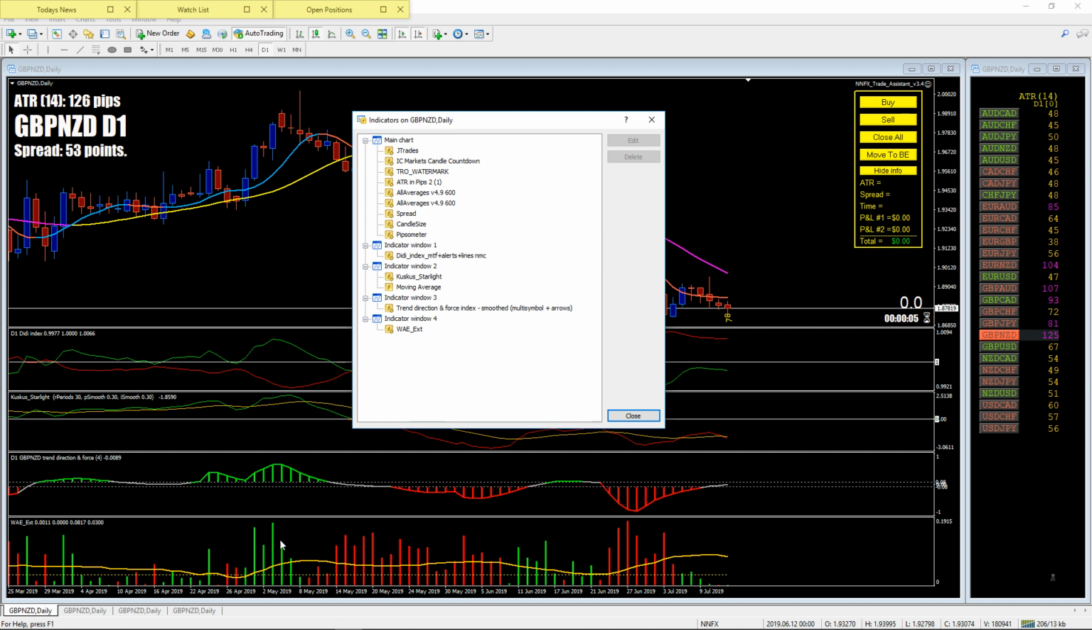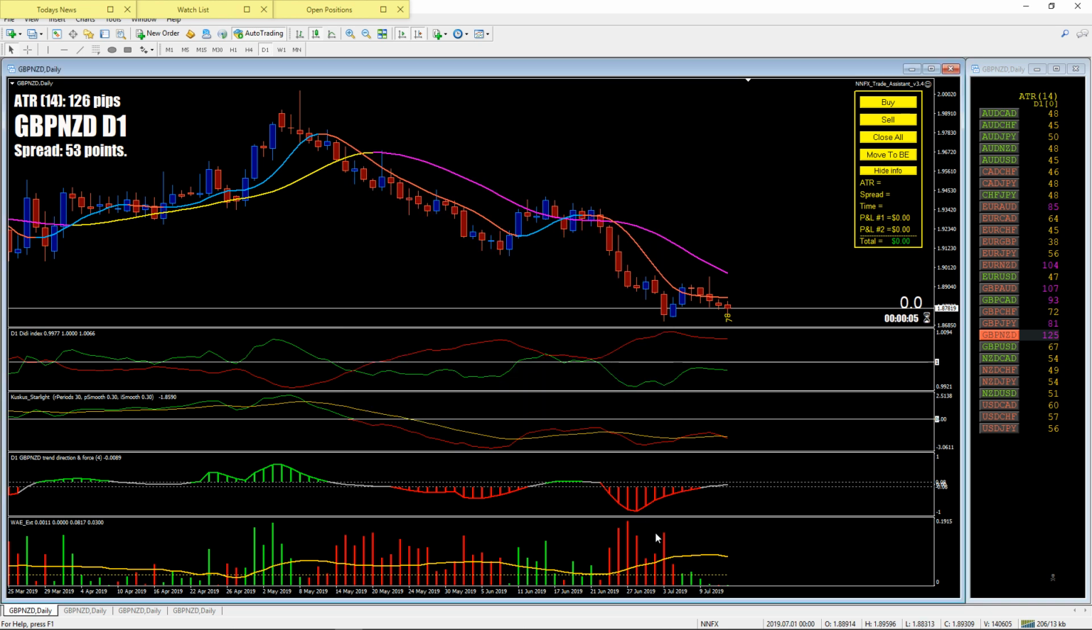Now I might use them separately or together. You can see they kind of trigger around the same time. At the moment, I'm really just using it as a comparison. I'm trying to work out which one I prefer.